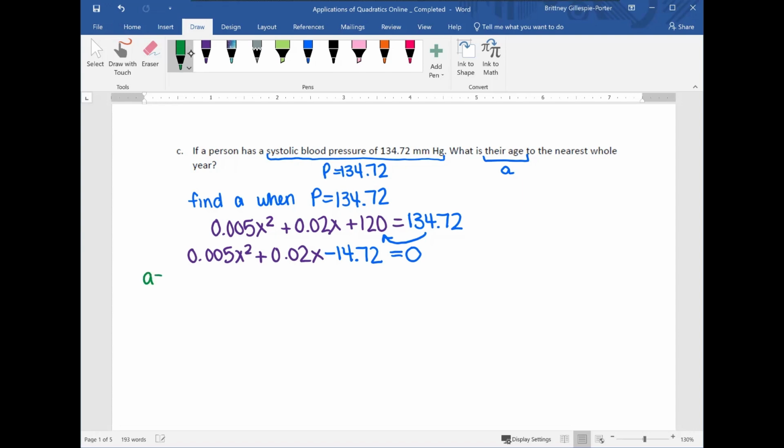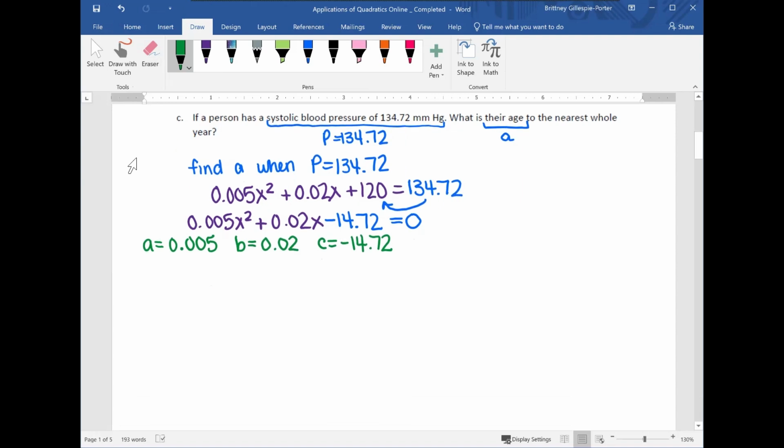In this case, A, our leading coefficient, is 0.005. B is on our linear term, our middle term, that x to the first, which is 0.02. And C is going to be negative 14.72. It's our constant term. And we are going to plug into our quadratic formula. If you don't remember what the quadratic formula is: x is equal to negative b plus or minus the square root of b squared minus 4ac, all over 2a.